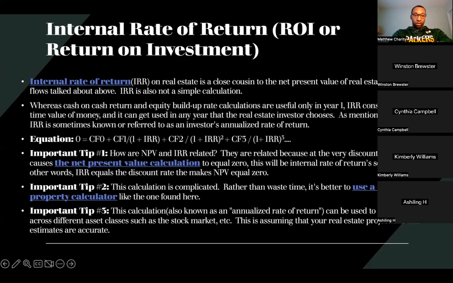Again, this is complicated, and rather than trying to understand it, there are probably people on this call who understand this. I'm not one of them. And in fact, I don't want to understand it because they have rental property calculators and you can use them. I had a link here, but I don't know if it's working.